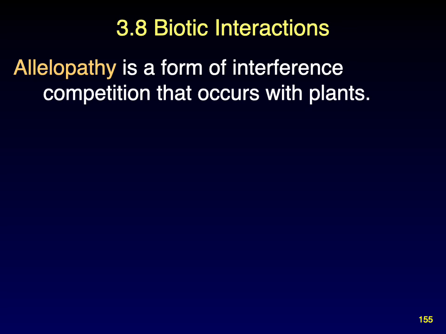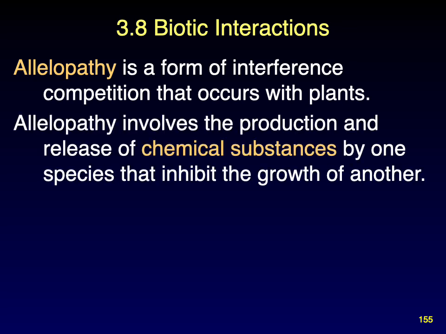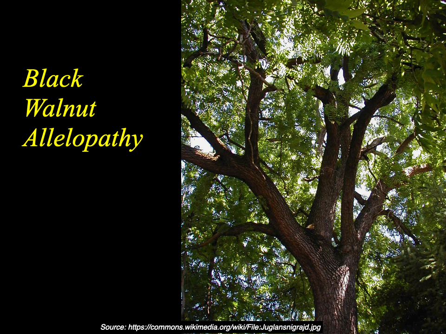A special form of competition is allelopathy, and it's a type of interference, and it's something that occurs with plants. Some plants can produce toxic chemical substances that inhibit the growth of other individuals near them, and one plant that does this is black walnut. So underneath a black walnut tree, you'll see there's very few plants on the soil surface beside the trunk, and that's because black walnut produces a chemical called juglone, and juglone is toxic to other plants, killing them off.